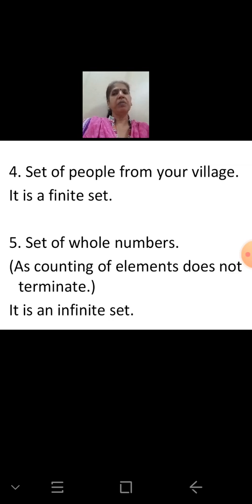A set of whole numbers. You know what the set of whole numbers is? Yes, it is the numbers 0, 1, 2, 3, 4. Now the smallest whole number is 0, but can we say the greatest one? No, this cannot be determined. It is never ending, continuous. The counting doesn't terminate. So we write that counting of elements does not terminate. It is an infinite set. Same way, the set of natural numbers, integers, rational numbers, they all are infinite sets.